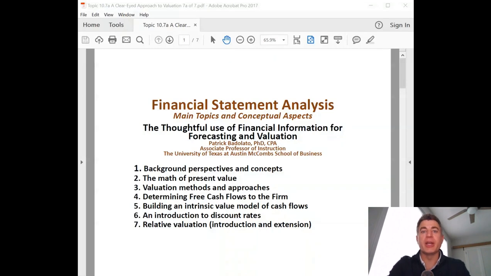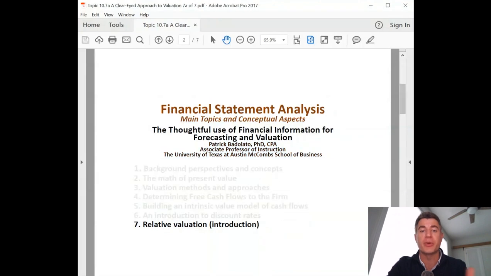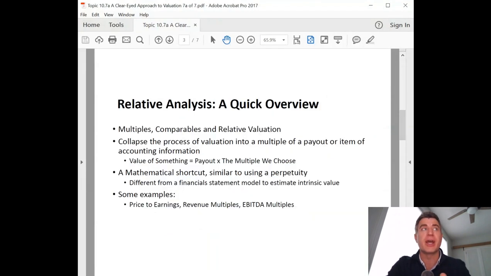I wanted to jump right back into it and cover relative valuation. What I've decided to do is actually break it into two sections. So I have 7A and 7B. Just starting off with the general introduction, and then I'll extend the point and get into some specifics of how we use certain metrics, adjustments we need to make, perspectives to consider. But up front, I just want to cover the introduction. The introduction just means what do we mean by relative valuation? So let's get into that right now.